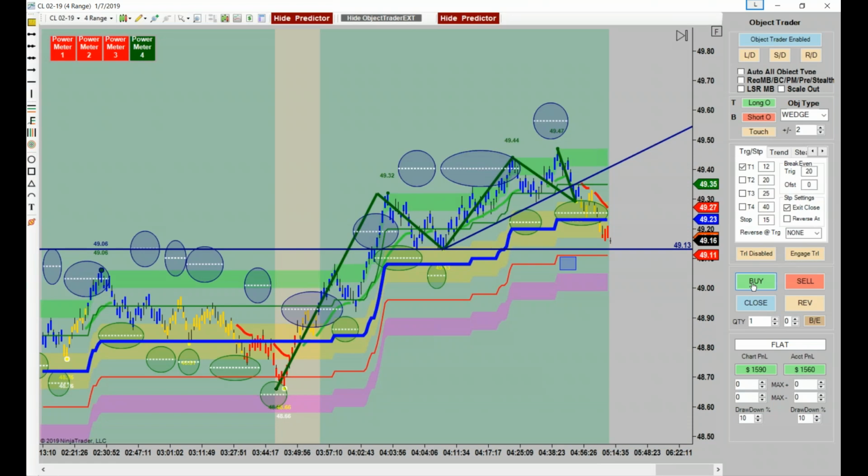Now, more than likely what I would do is if this touched this line right here and then popped back above it, just barely, I would probably try one contract. We can try it if you want. It may be our first losing trade. We'll find out.